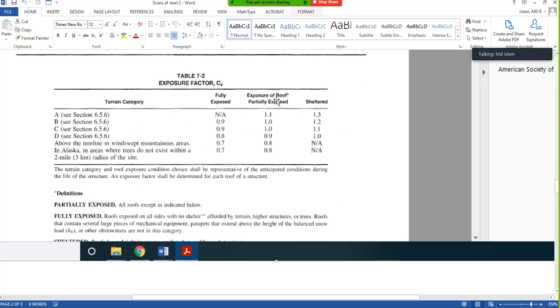Exposed means on top of your roof, if there is any shelter or not. Mostly fully exposed, most of our buildings. Some buildings may be partial. Sheltered I do not see so much. So, based on this category, terrain and exposure, find your CE factor, 1.2, 0.9, whatever. Now, you can see C is not confusing, very clear. Come to the table, take a number. Always try to be safe.